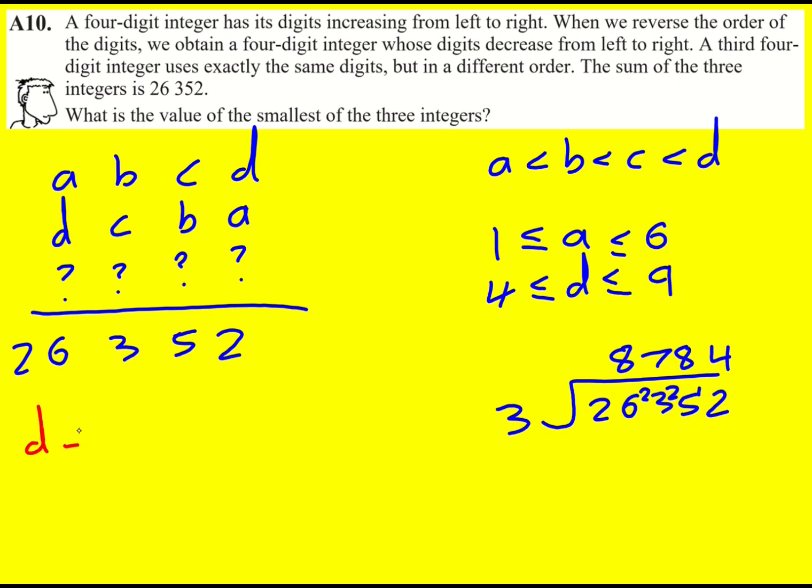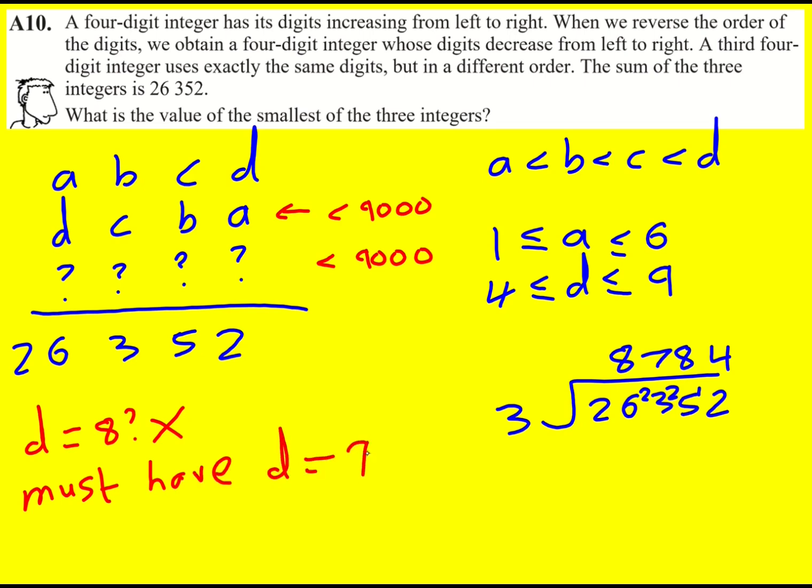Let's just consider for a moment D equaling 8. Then this number here will be less than 9,000. And this number here will also be less than 9,000 because remember D was the biggest. So I've got 18,000. I need to make up another more than 8,000. There's no way that I can do that because remember, A is actually less than D by quite some margin. So we can reject that one. We must have D equal to 9 so that we can get this 26,352.